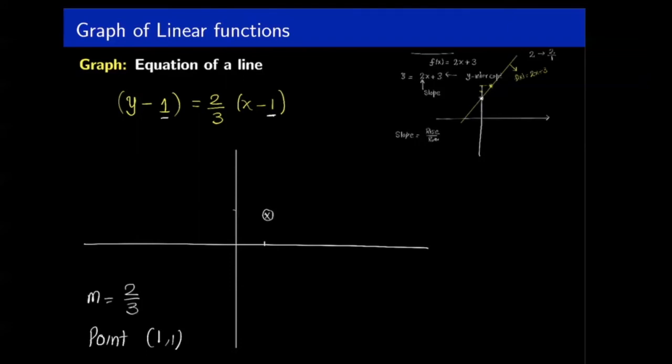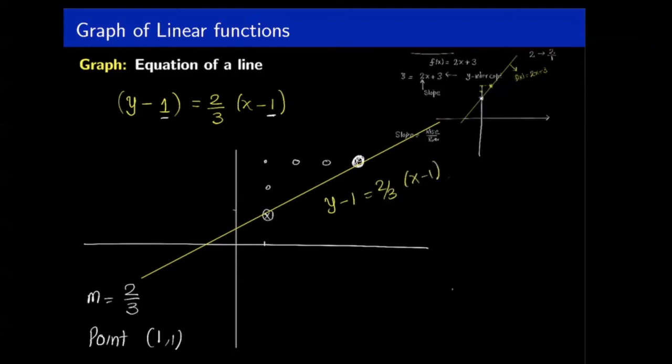So it means I have to rise 2 units. So I rise, this is a 1, this is a 2, and then I run 3 units, 1, 2, 3, somewhere here. So that will be the second point, the point of interest. And then I will draw a line which passes through these 2 points. So this will be the graph of my function y minus 1 equals 2/3 times x minus 1.